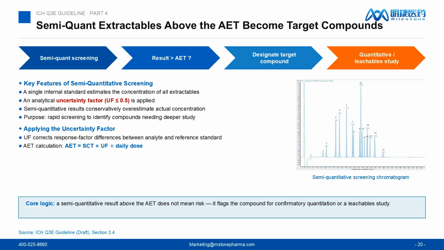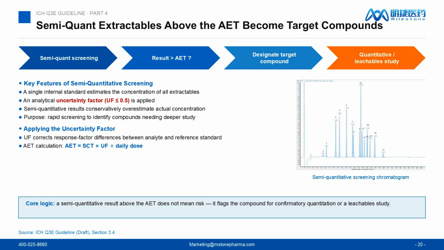Let's demystify semi-quantitative analysis, the pragmatic heart of extractables screening. In a real extractables chromatogram, you may see 50 peaks. You don't have reference standards for most of them. So how do you estimate their concentrations? You use one internal standard and assume every compound responds like it. That's semi-quantitation, fast, cheap, and approximate.